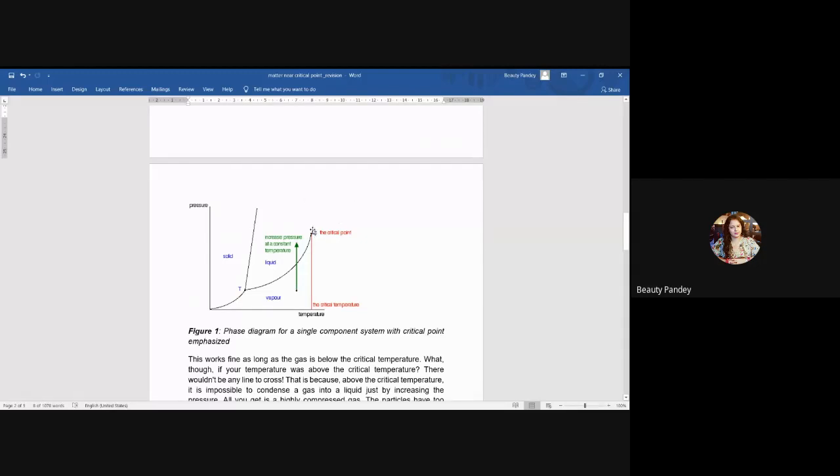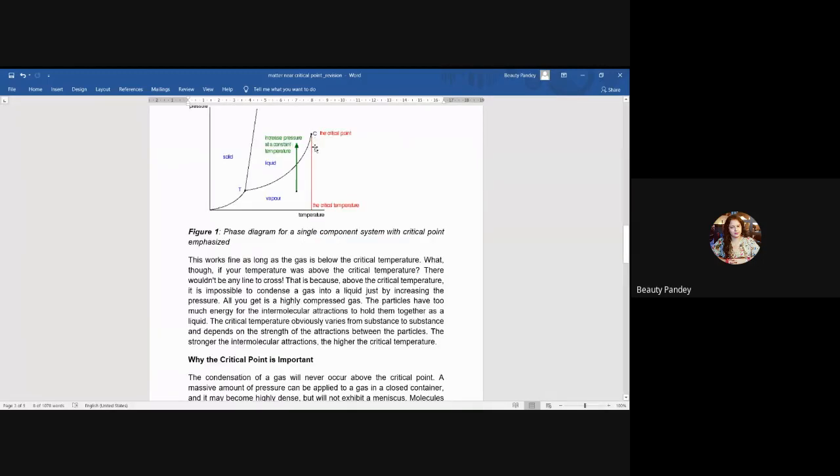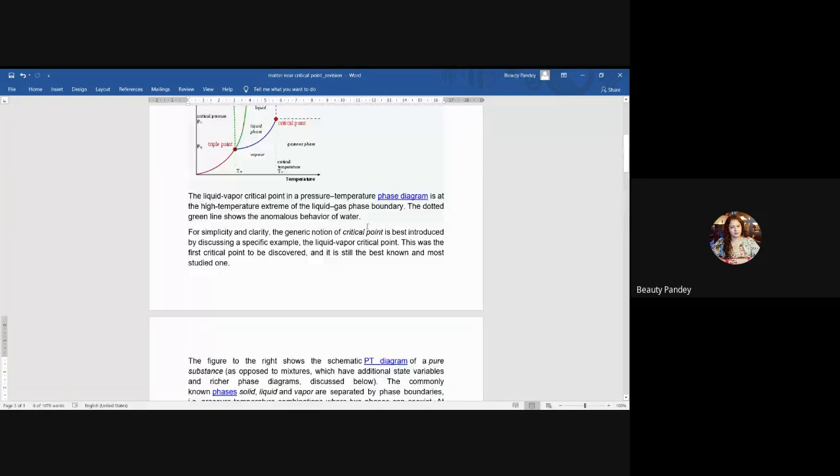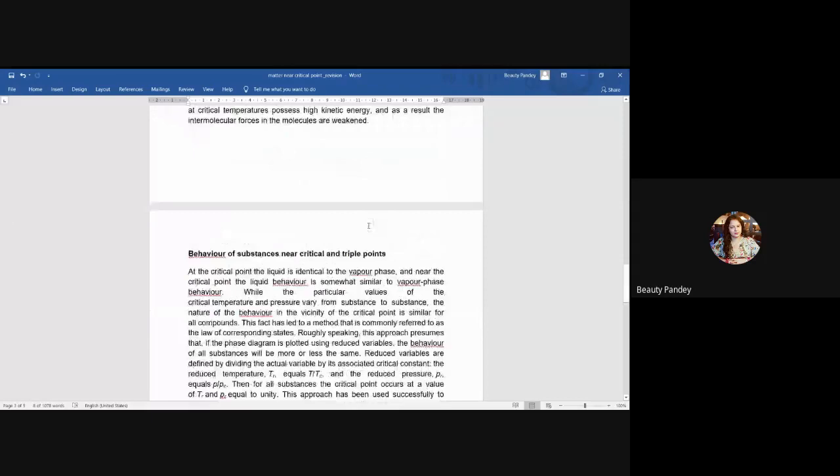So the critical point tells us that at a particular temperature, known as the critical temperature, no matter how much you increase the pressure after that, the gas won't condense. The material above the critical point is known as a supercritical fluid. Okay, clear this much?